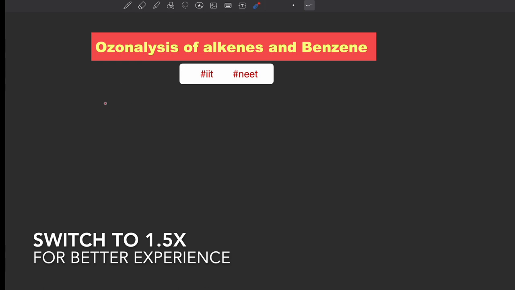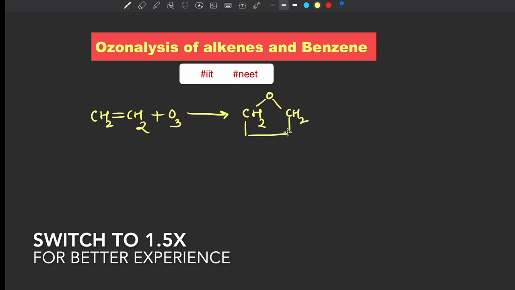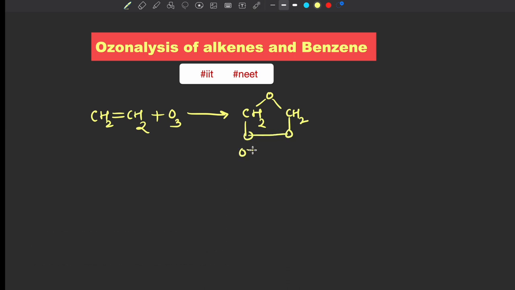So what is it exactly here? I'll take one alkene here, that CH2 double bond CH2, it is an ethene. When it reacts with O3, it forms an ozonide where the double bond of the alkene disappears and these oxygens are connected to carbons in this fashion, right? So this is what we call the ozonide of ethene. The very first reaction happens here: ozone just goes and adds on the double bond and forms an ozonide.